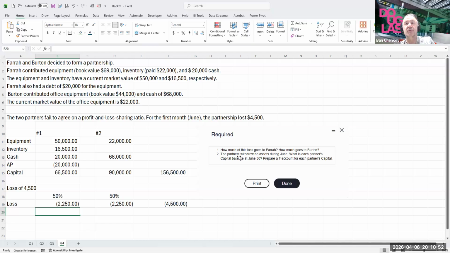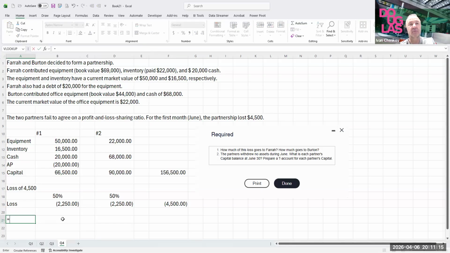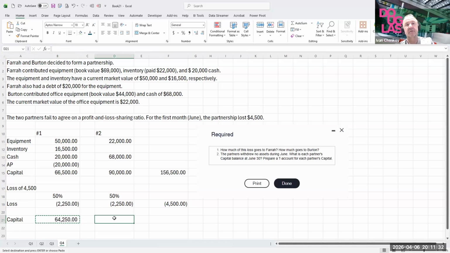Okay, second, partners withdraw no assets during June. So there will be no withdrawals in June. What is each partner's capital balance on June 30th? Prepare a T account for each of the partners. So in this case, you can prepare the T account, but we can easily calculate what the first partner's capital is going to be: he started with 66,500 plus the loss. That's how much it will be. The second partner is going to be similar. It's going to be that much.